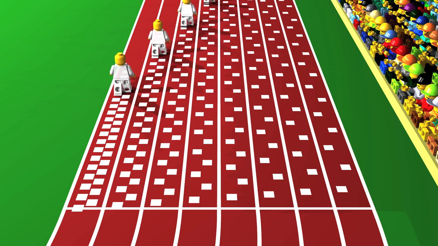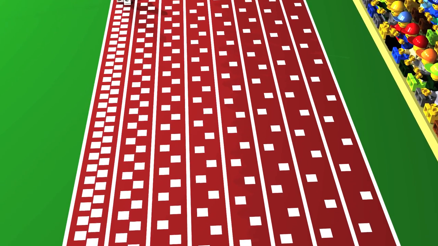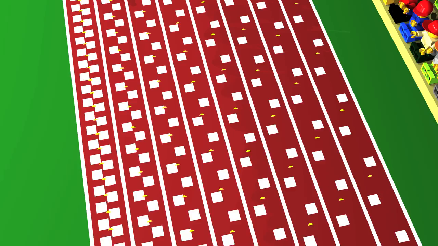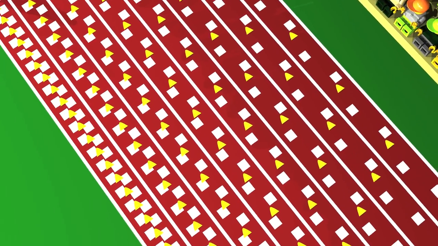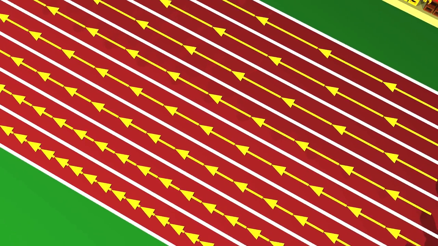Suppose that our Lego athletes take steps at a steady pace, but some have steps that are long, while some have steps that are short. For the athletes that go quickly, two consecutive footprints are far apart. For the ones that go slowly, the steps are close together. The arrow joining two consecutive steps indicates the speed. It is the difference between two positions at two consecutive moments, hence the phrase differential calculus.